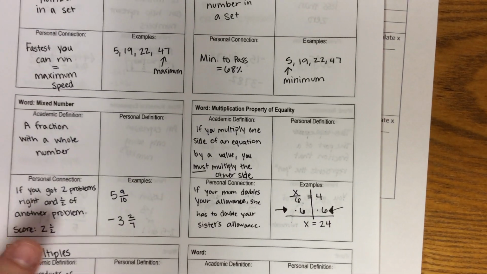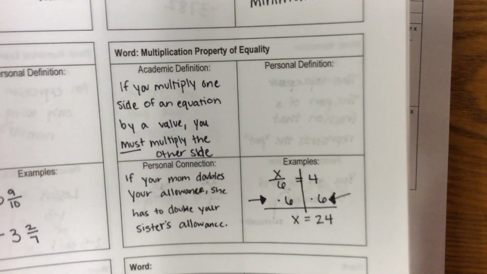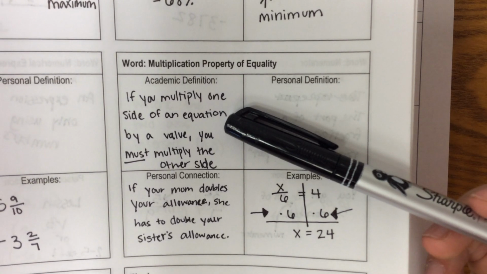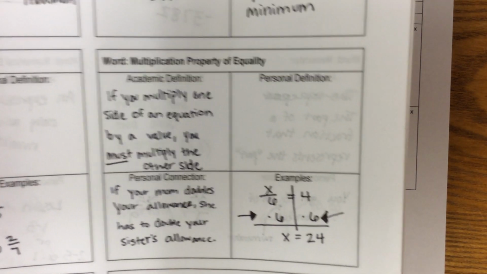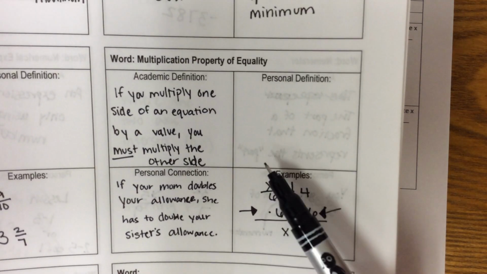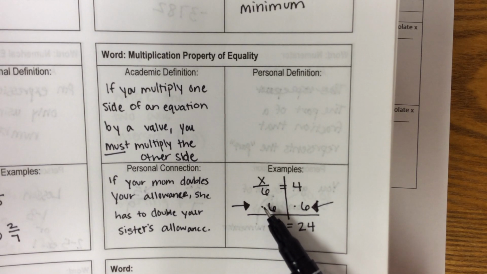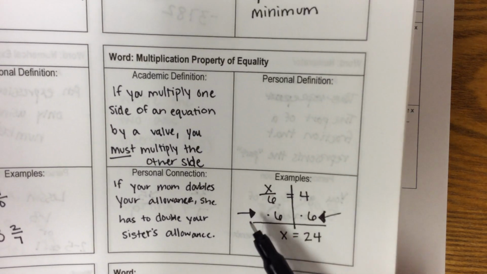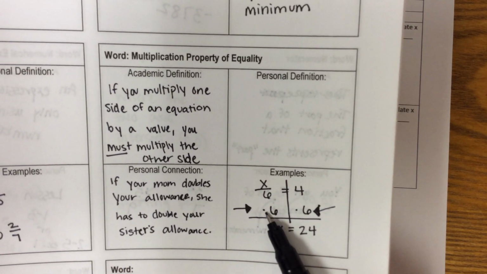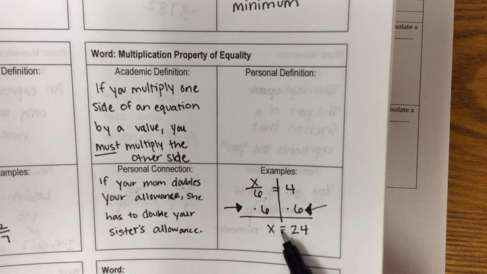So multiplication property of equality. If you multiply one side of an equation by a value, you must multiply the other side. So down here is an example. I have x divided by 6 equals 4. We're going to multiply both sides by 6. So this is the part that's the multiplication property of equality. We did it to both sides. Because I have it here and here, it stays equal.